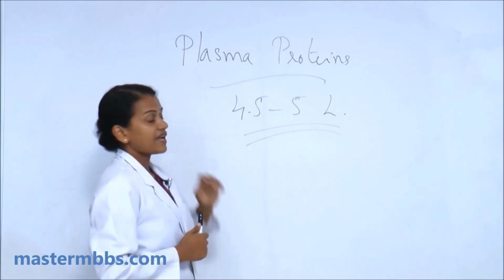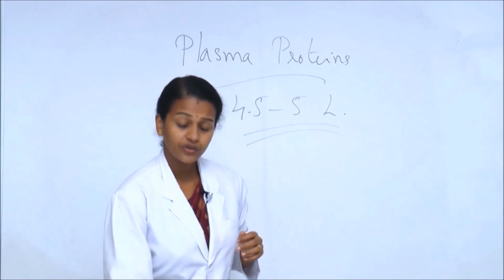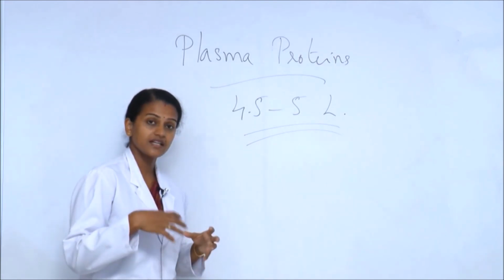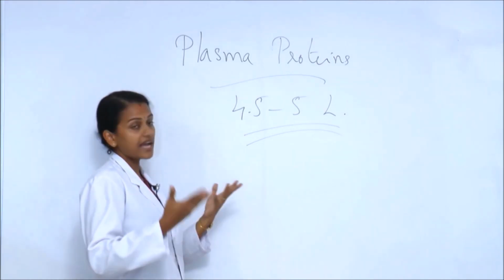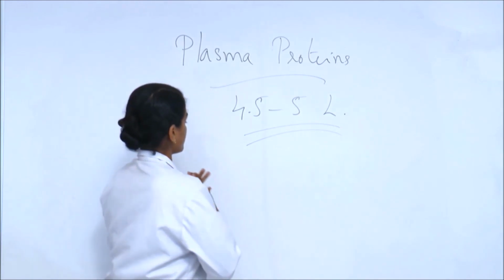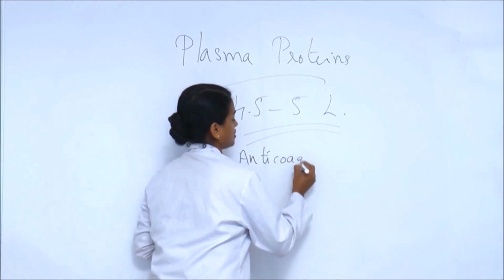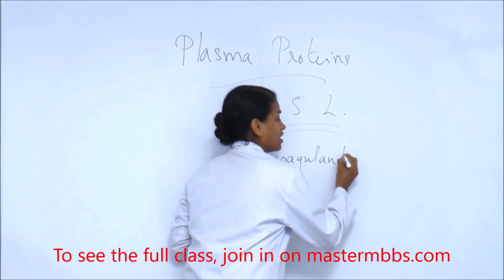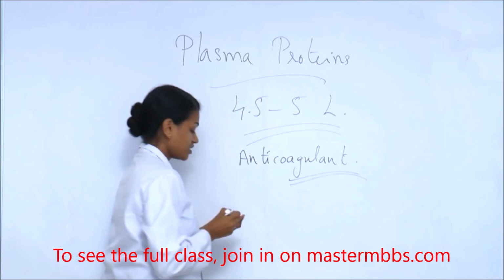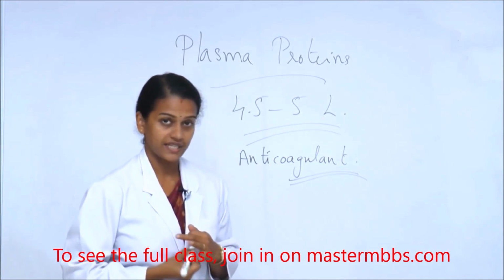Now how do you collect a plasma sample? How do you collect a blood sample? You collect it in a vacutainer having an anticoagulant. Why are you adding anticoagulant? To prevent clotting of the blood sample.